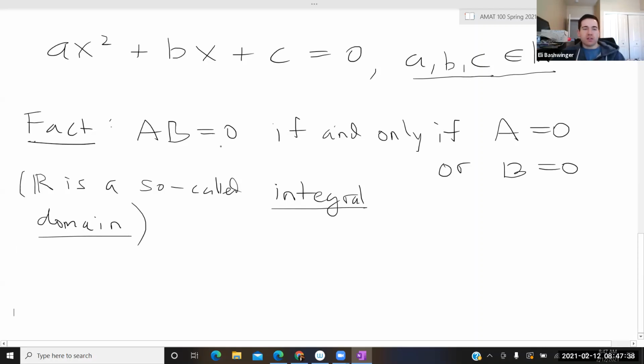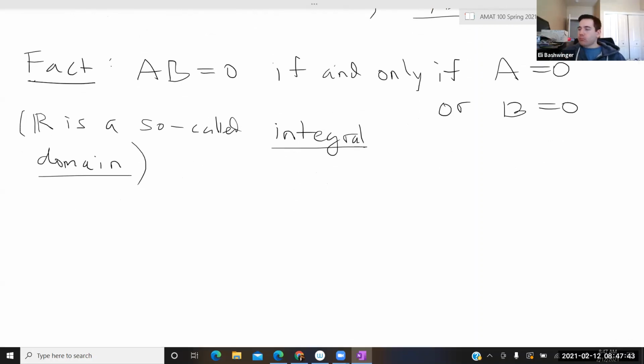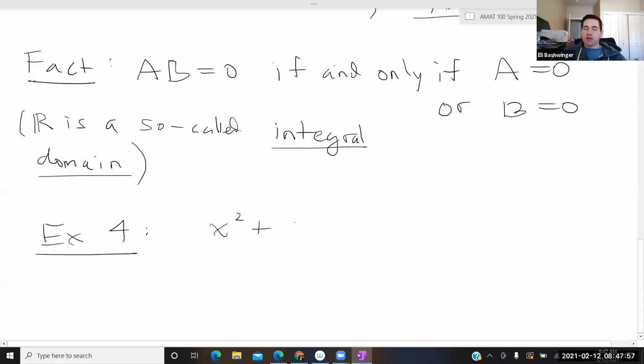But that's just an aside, if you're interested. It doesn't matter a whole lot. This will be useful when we want to solve certain equations. We can use this fact to factor them. So let's look at example 4 in the book. Example 4 says that x squared plus 5x is equal to 24.